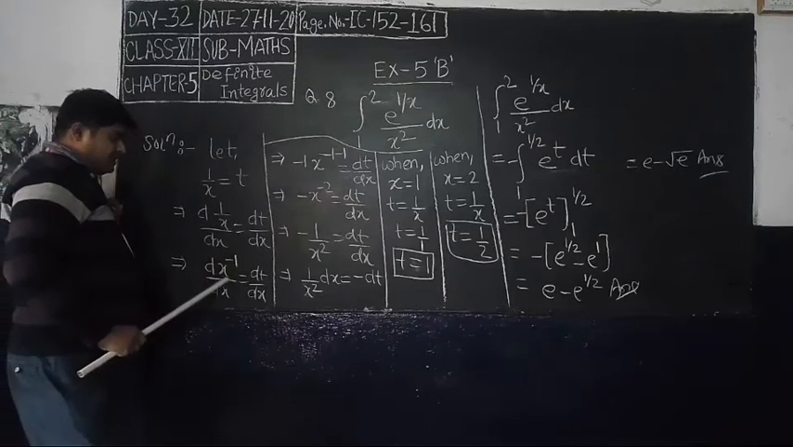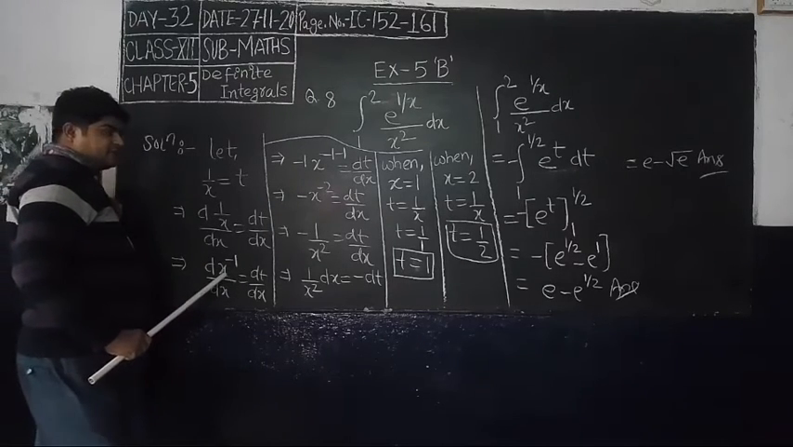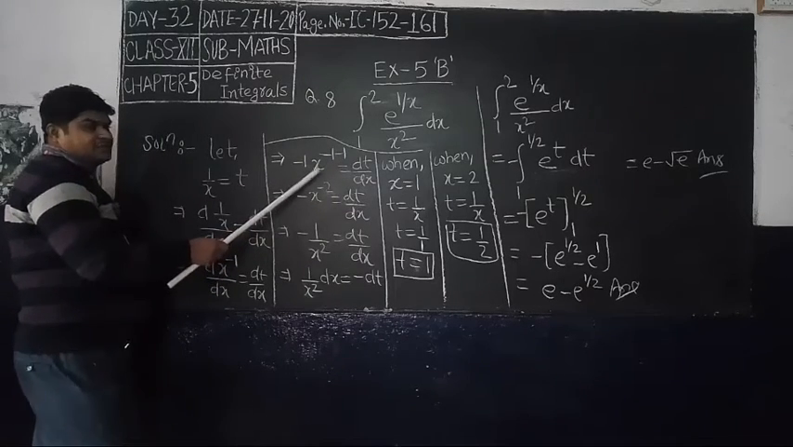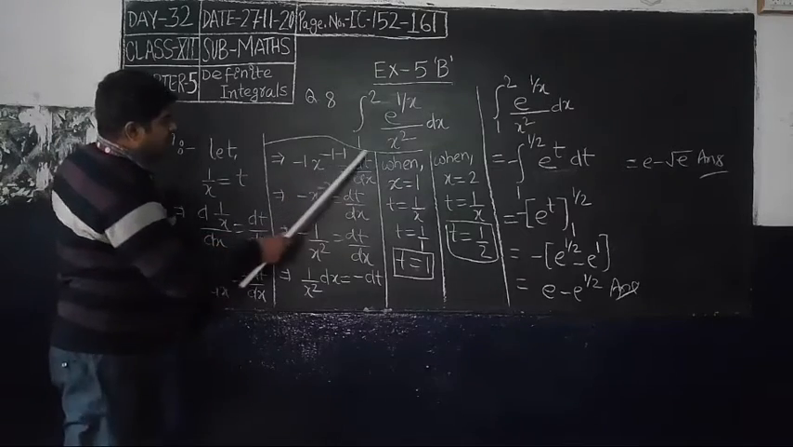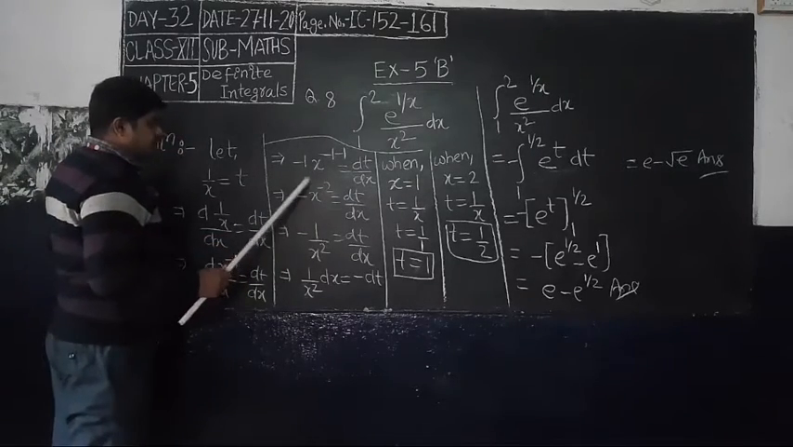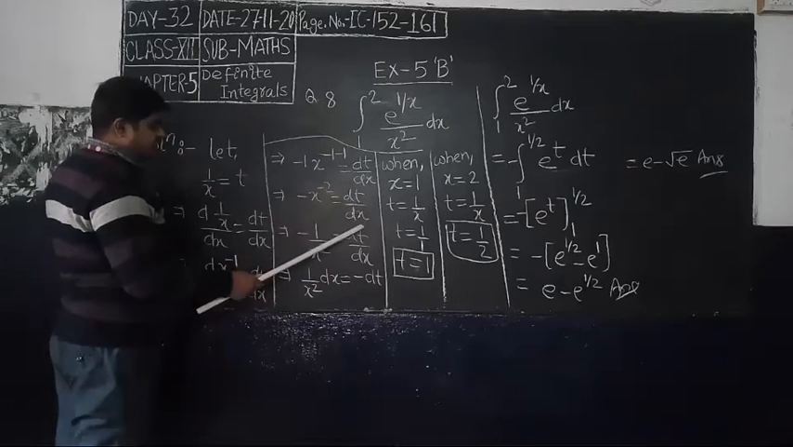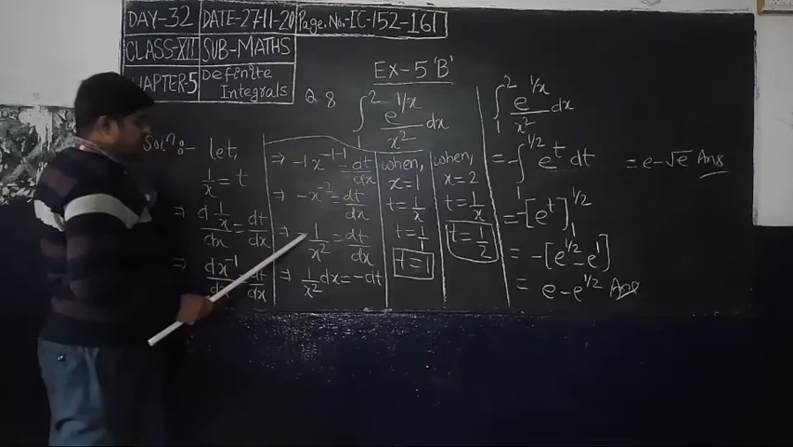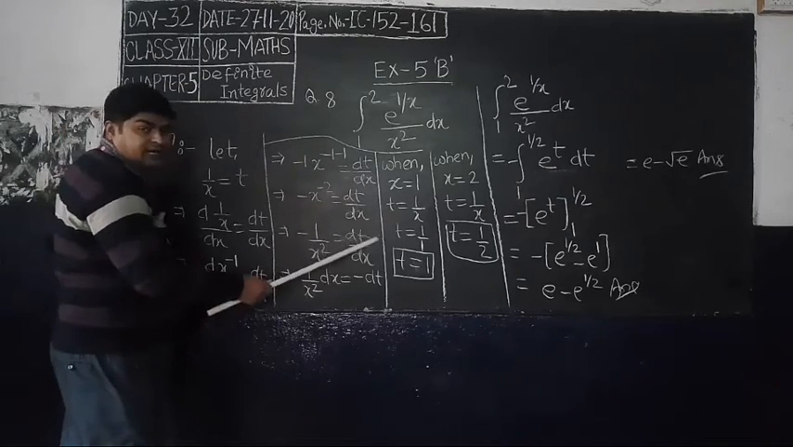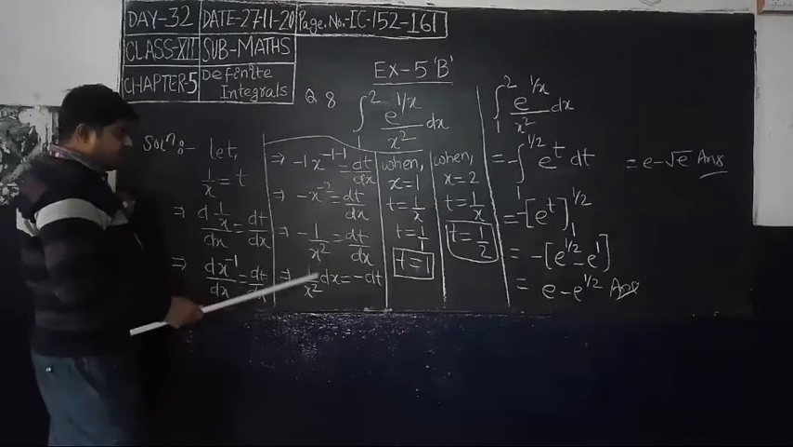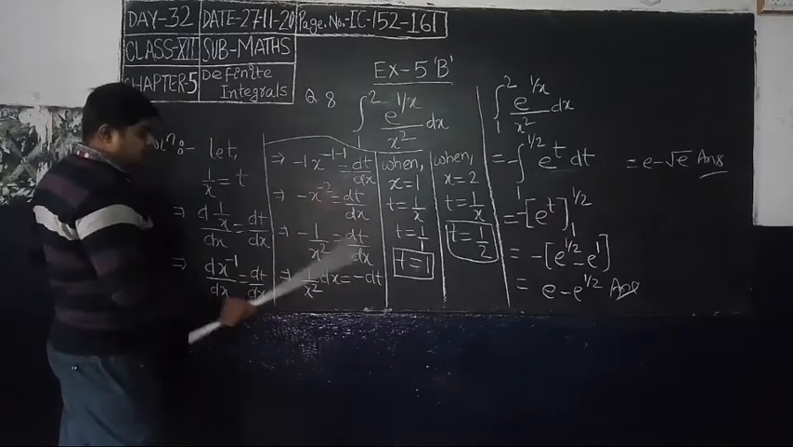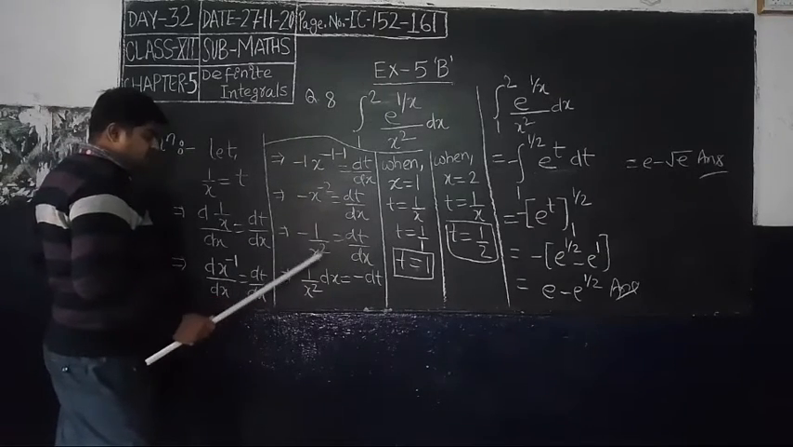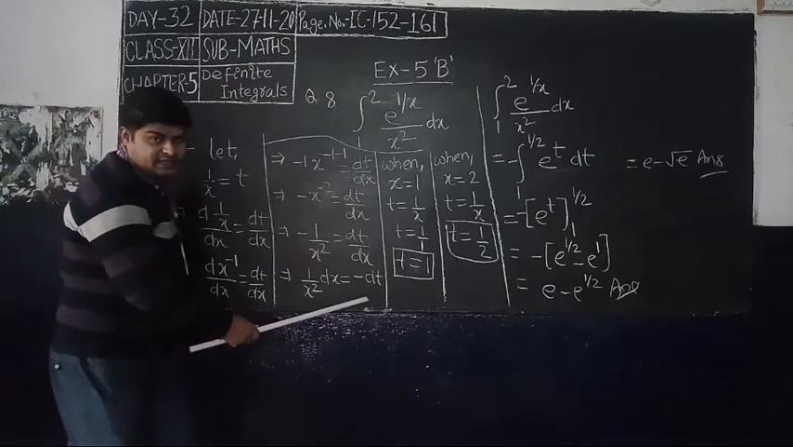Now you know the first derivative of x to the power n is n x to the power n minus 1, so the derivative of x to the power minus 1 is minus 1 times x to the power minus 1 minus 1. You will apply that formula to dt by dx. Then it becomes minus x to the power minus 2, and you write x to the power minus 2 as 1 by x square. So it becomes minus 1 by x square equal to dt by dx. Minus goes to the right side and dx goes to the left side, so 1 by x square dx is equal to minus dt.